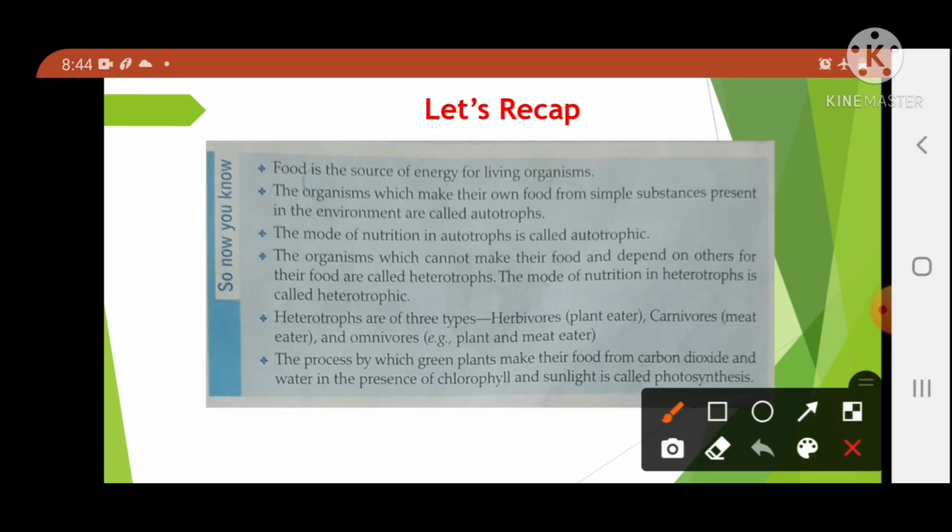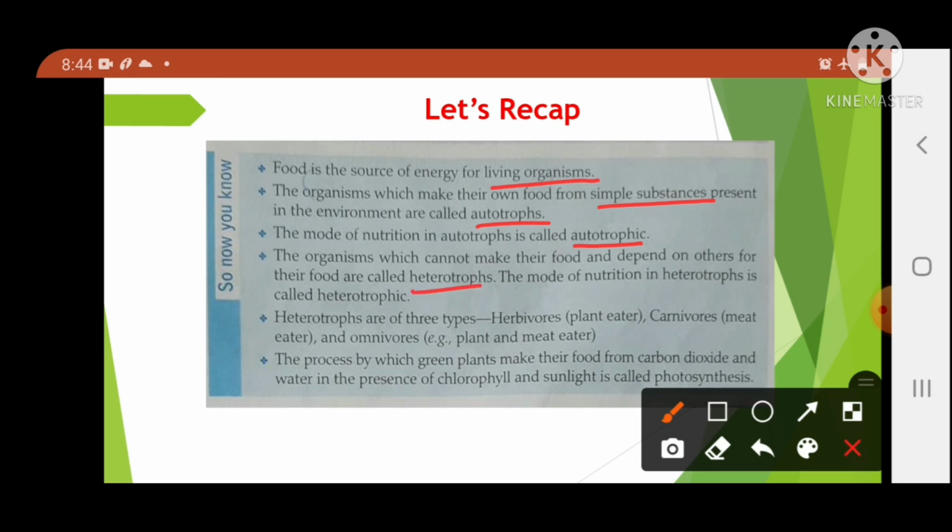Let's recap what we learned today. Food is the source of energy for living organisms. The organisms which make their food from simple substances present in the environment are called autotrophs. The mode of nutrition in autotrophs is autotrophic. The organisms which cannot make their food and depend on others for their food are called heterotrophs.